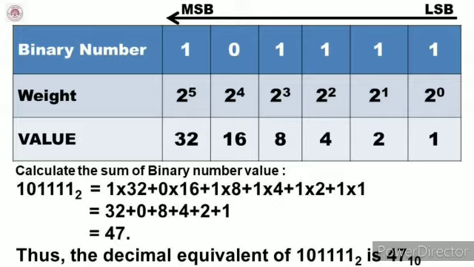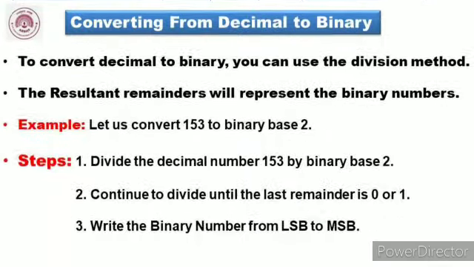Now if you see, 101111 to the base 2. Now to the base 2 means a binary number. And decimal equivalent is 47 to the base 10. To the base 10 means it's a decimal number. So looking at the base also, you would know whether it's a binary number, a decimal number, an octal number or a hexadecimal number. Octal will have to the base 8 and hexadecimal will have to the base 16. Okay.